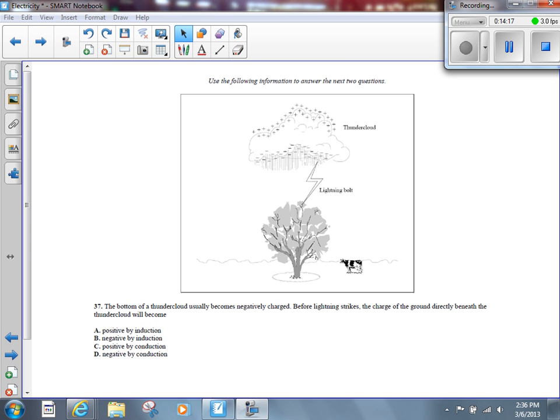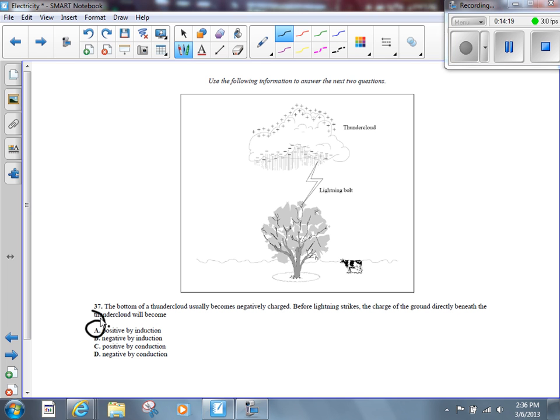Okay, most people said A. Let's take a look at it here. The top of this cloud is positive, but it's the bottom of the cloud that we're really concerned about because the lightning bolt comes from the bottom of the cloud. So you've got essentially a cloud that's charged negatively here. That's the part that we're concerned about since that's the part that's closest to the ground. The Earth is neutral. Equal number of positives and negatives.